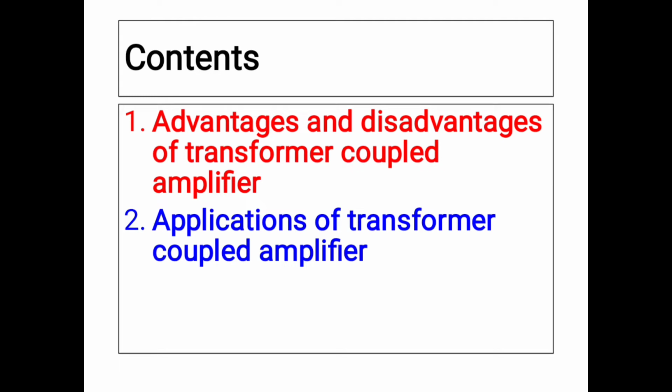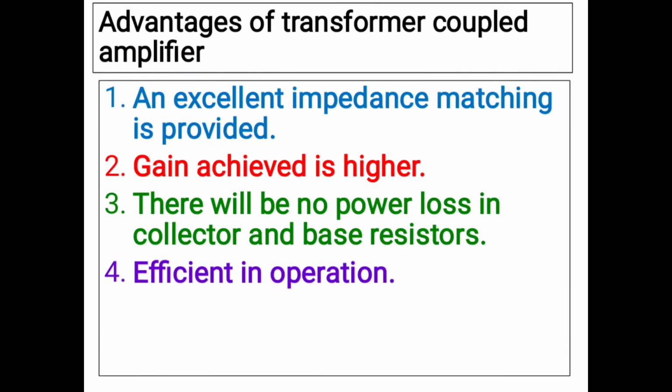In this lecture, first of all we will discuss the advantages of the transformer coupled amplifier. There are various advantages of using it. The first advantage is that you can get excellent impedance matching. In the case of the RC coupled amplifier, impedance matching was very poor, so you can replace that circuit and use the transformer coupling method. Then you can expect that impedance matching will be far better than the RC coupled amplifier.